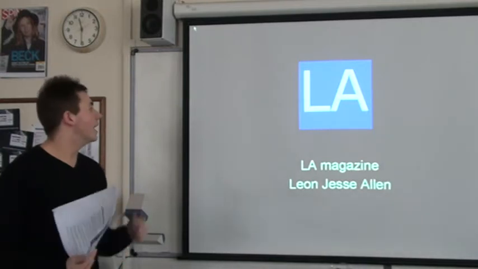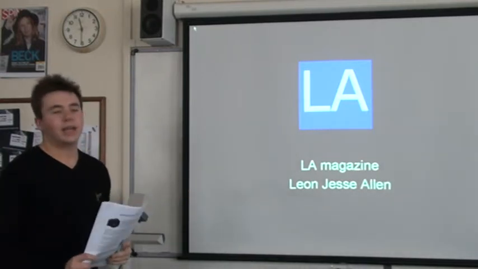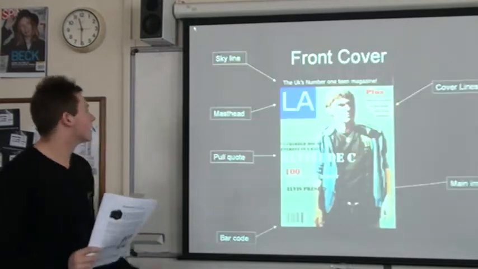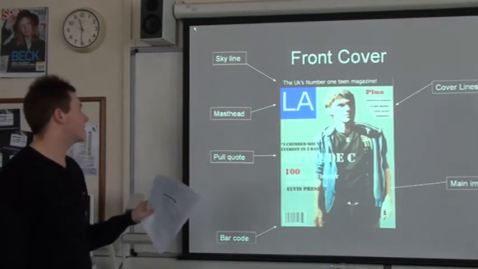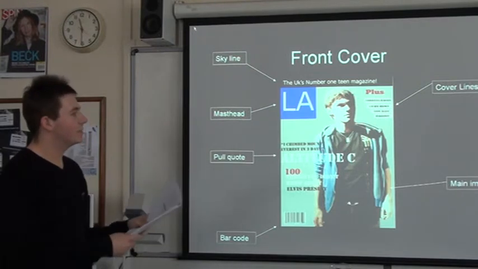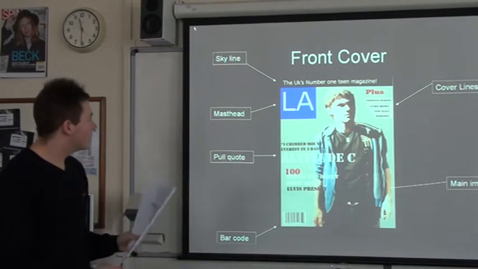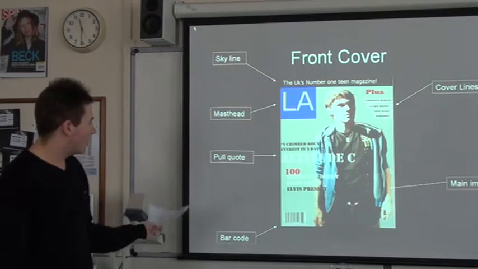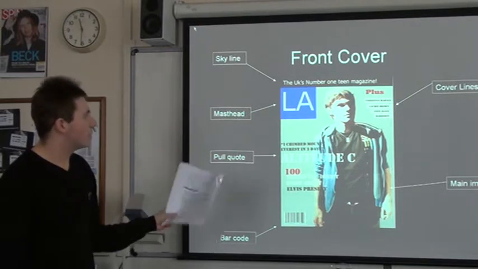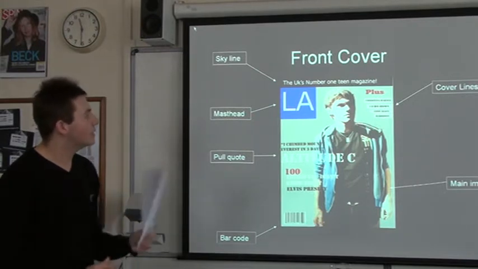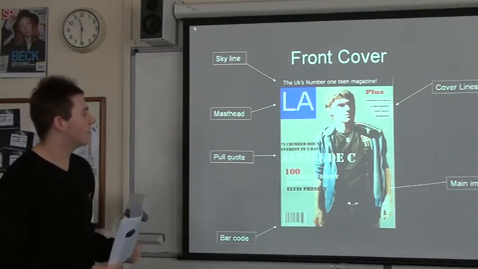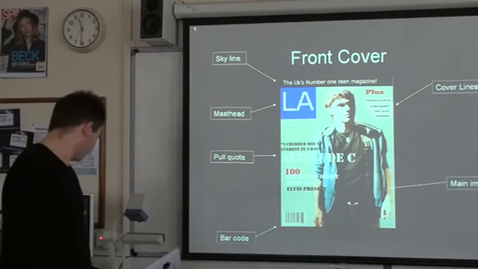I'm Leon Allen, and this is my magazine. I chose to call it LA Mag. This is my front cover with the skyline at the top, the UK's #1 teen magazine. My masthead is LA, similar to the Q magazine masthead. I've used pull quotes on the left-hand third with the barcode at the bottom. My main image is of a band member, and at the top there's my cover lines.